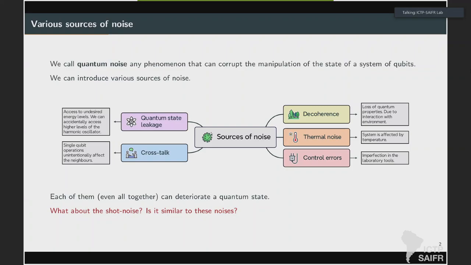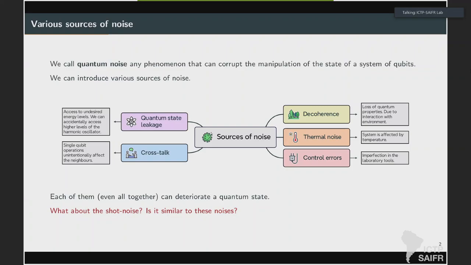No, we just need to do it more times, because the only way to fix statistical uncertainties is to improve the statistics, so do more and more executions. The other ones are typically more systematic problems.